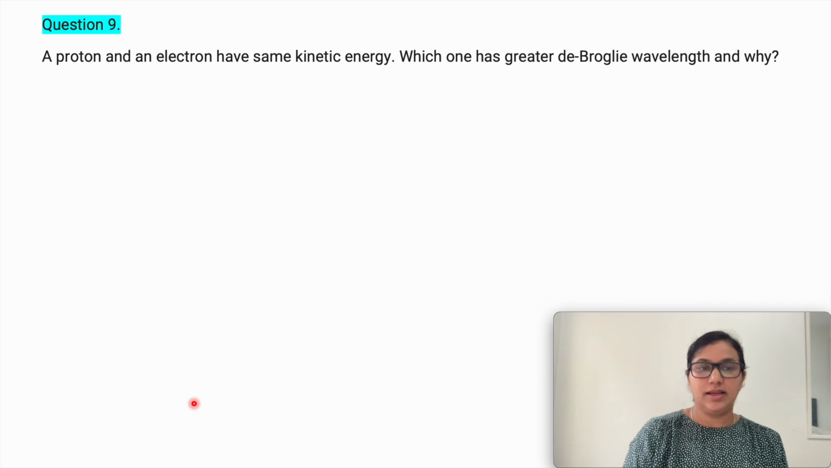Question number 9. A proton and an electron have the same kinetic energy. Which one has greater de Broglie wavelength and why?